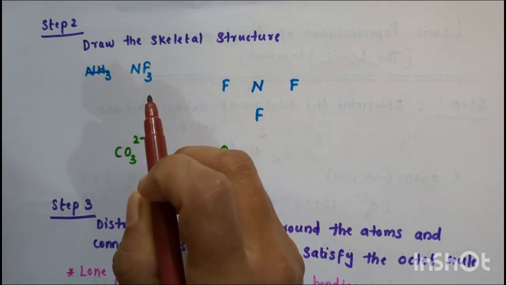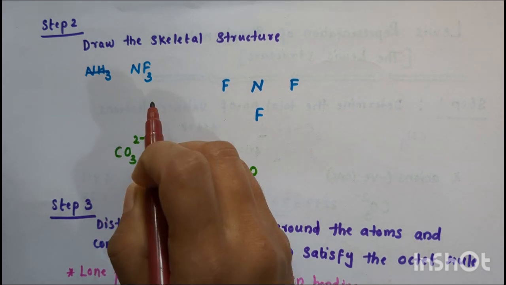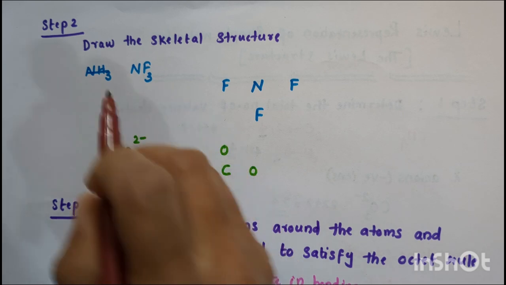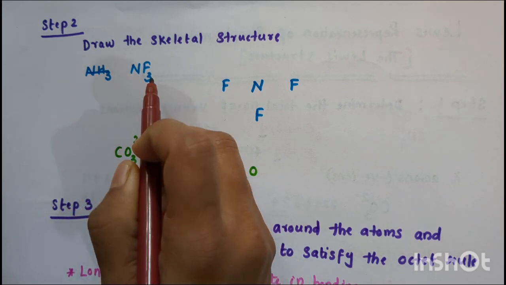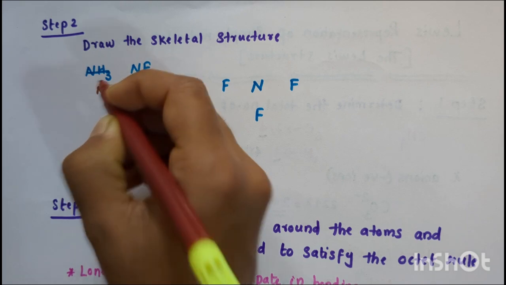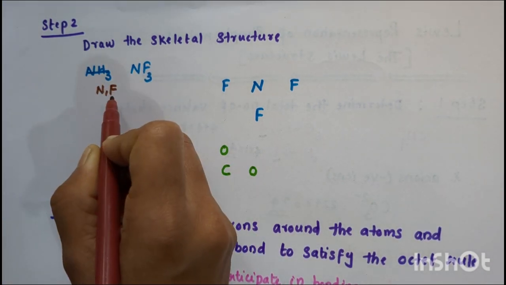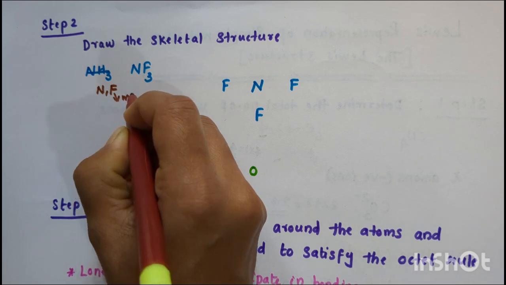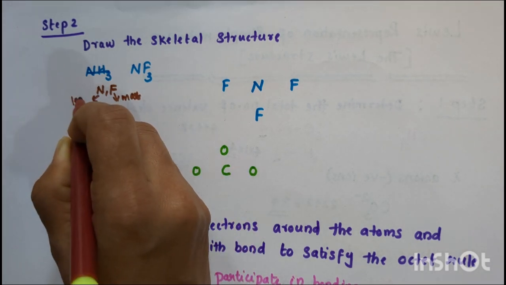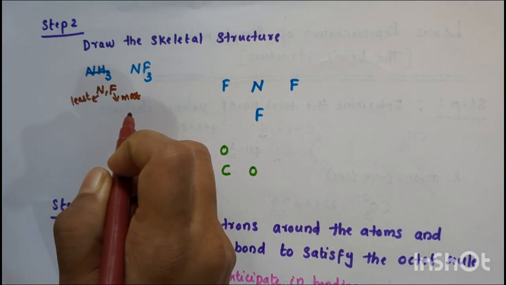In general, the least electronegative atom occupies the central position in the molecule or ion. For example, when you consider NF3, there are 2 atoms, one is nitrogen and the other is fluorine. Among these 2, fluorine is the most electronegative atom and nitrogen is the least electronegative atom.